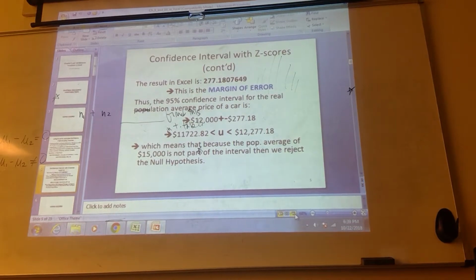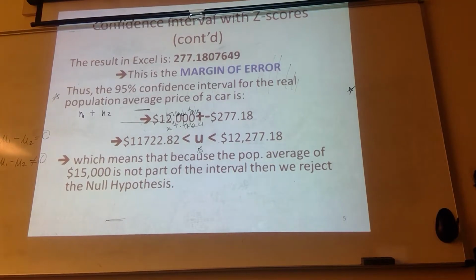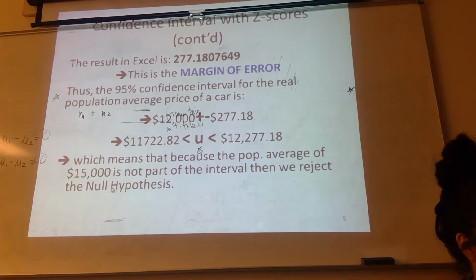Yes, okay, cool. I just did it in Excel. So it's 12,000 plus or minus 277.18. The lower level is 11,722 and the upper level is 12,277, which means that because the population average 15,000 is not a part of the interval, we reject the null hypothesis. This was all the way back to chapter 9.